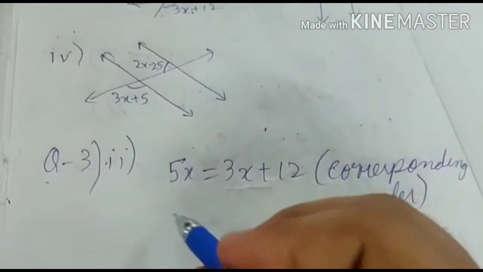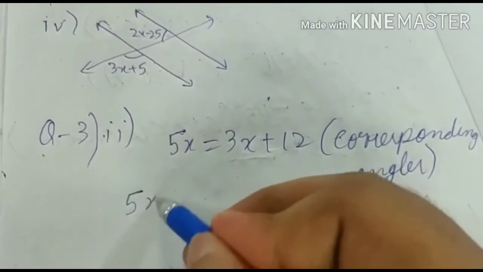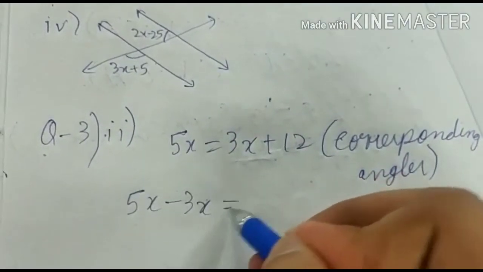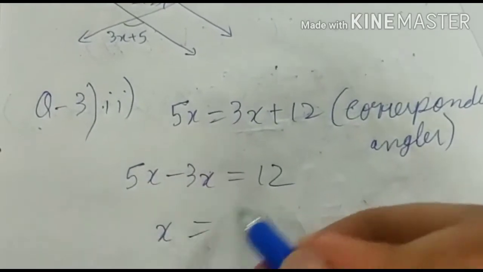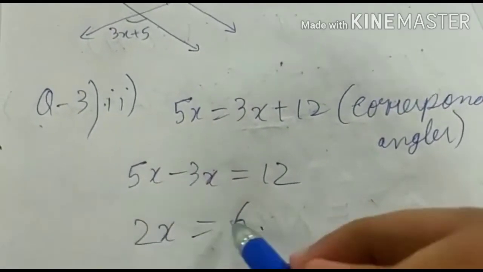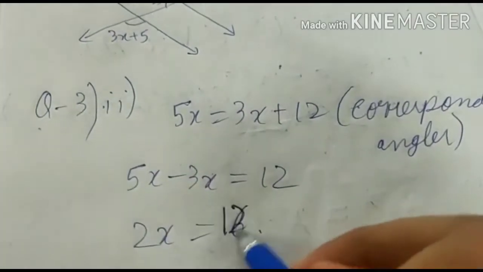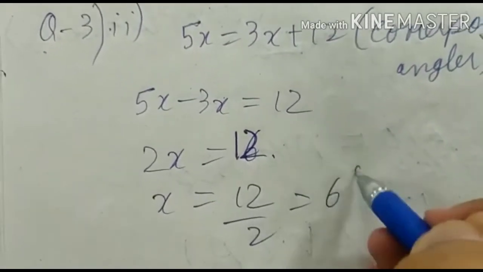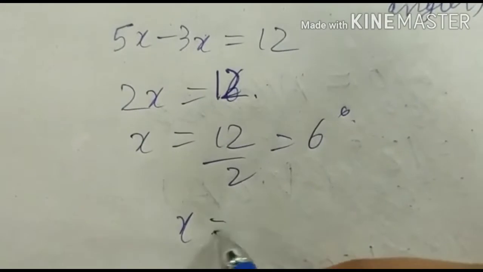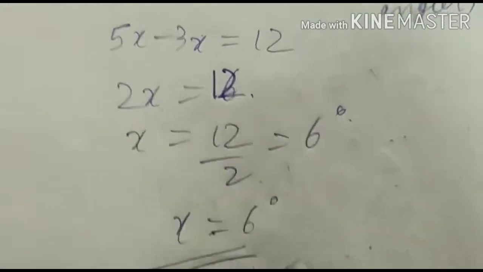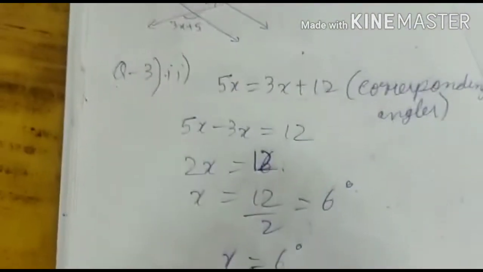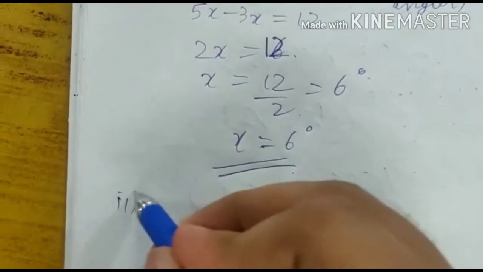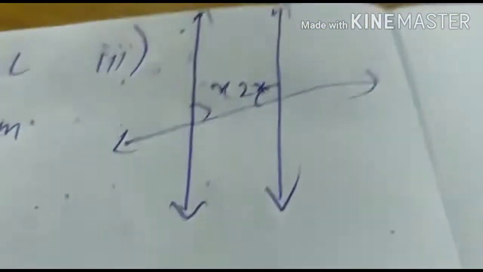Okay, so 5x minus 3x equals to 12, 2x equals to 12, x equals to 12 upon 2, that is 6 degree. So value of x here is 6 degree. Okay, so our second question is third part, this one.